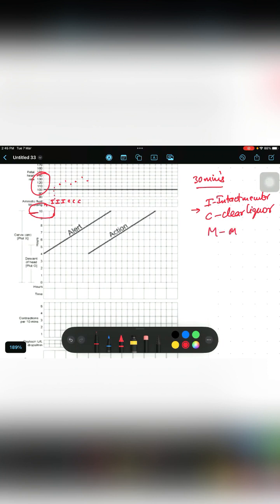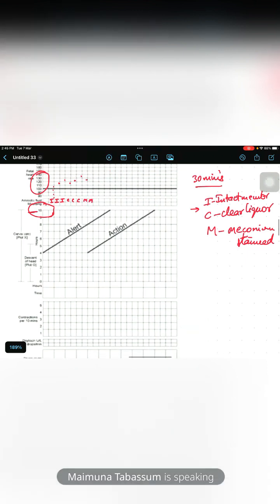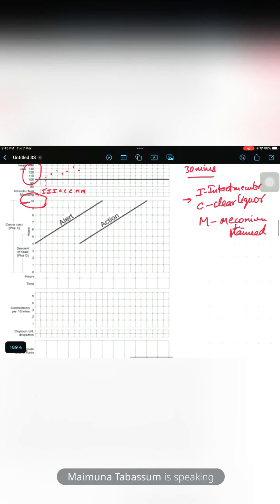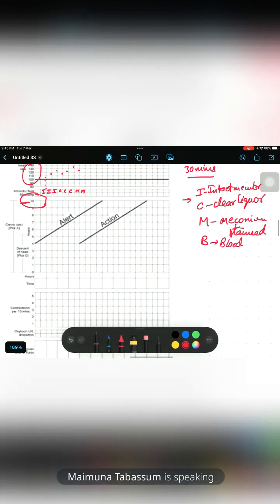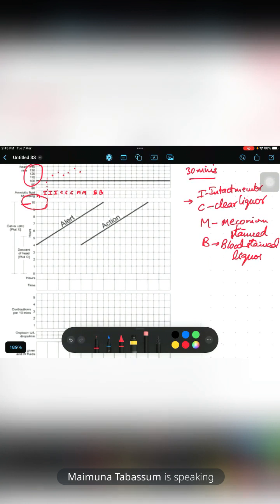Whenever there is a rupture of membranes, if it is a meconium stained liquor, you can write M, that is meconium stained. Then B is blood stained liquor, which can be seen in cases of abruption. So intact, clear, meconium and blood stained liquor you can write. So this is about amniotic fluid.